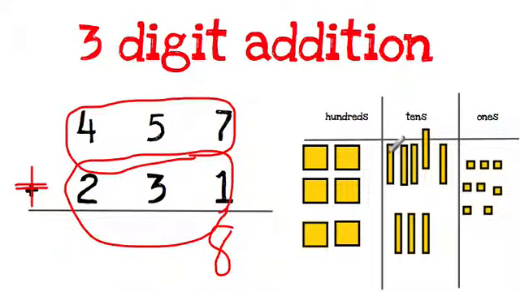Then I count my tens. 1, 2, 3, 4, 5, 6, 7, 8. Again, I have 1 digit, so I just write it in the 10 spot. And then I count my hundreds. 1, 2, 3, 4, 5, 6. So it's pretty easy when you do not have to regroup.